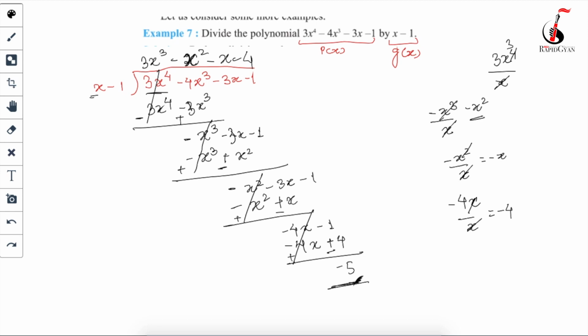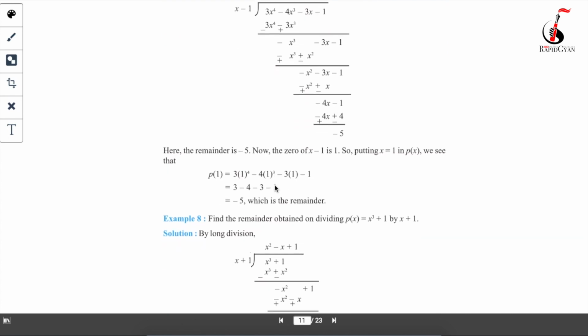What is the degree of minus 5? The degree of minus 5 is 0, but here the degree of x is 1, which means the degree of the remainder should always be less than the degree of the divisor. So in this way we divide the two polynomials. Hope it's clear, guys. Let me see if there is anything else given.